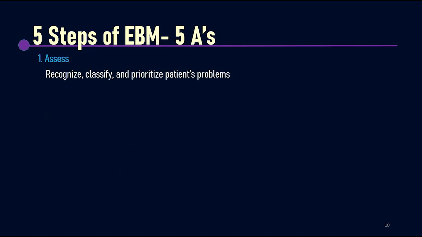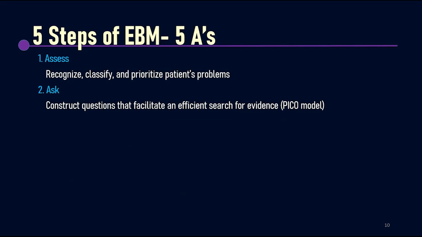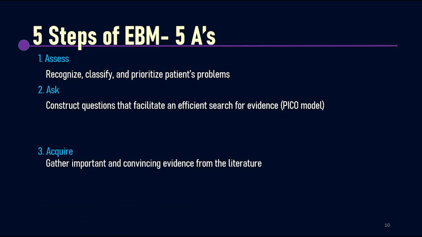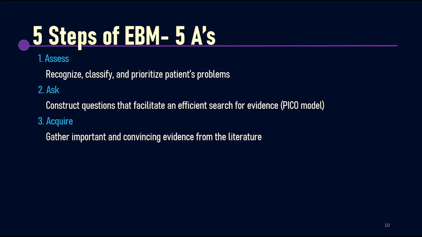Let's talk about the steps of EBM. There are 5 A's just for remembering. First is assess. You need to recognize, classify, and prioritize the patient's problem. Then ask: construct questions that facilitate an efficient search for evidence. And the recommended model is the PICO model, PICO. Then third, we acquire the information based on this PICO model.